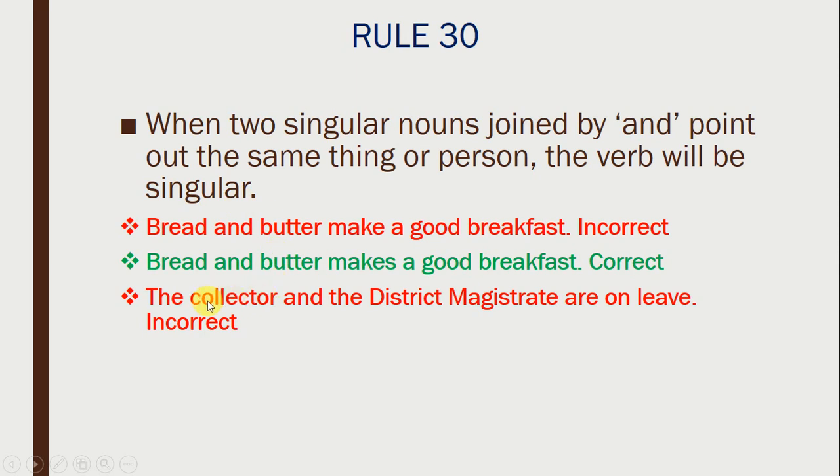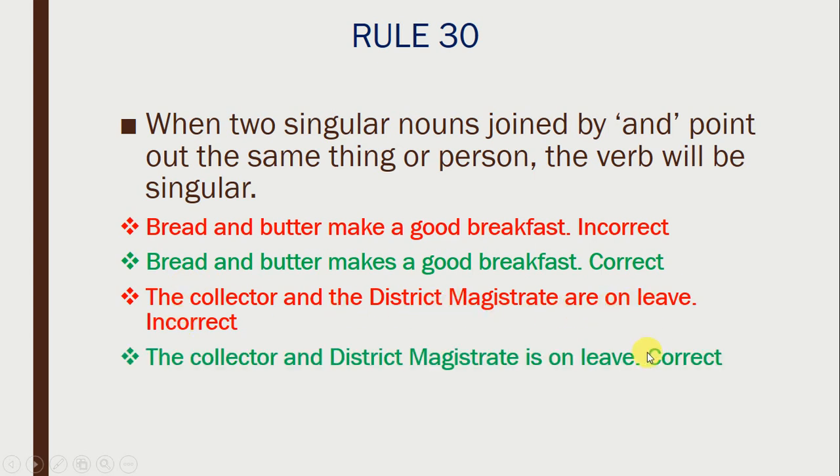For example, this: the collector and the district magistrate are on leave. Here we are referring that the persons are on leave, right? We are referring to some one thing, that they are on leave. So it should be singular. The collector and district magistrate is on leave because we are referring to the same thing.